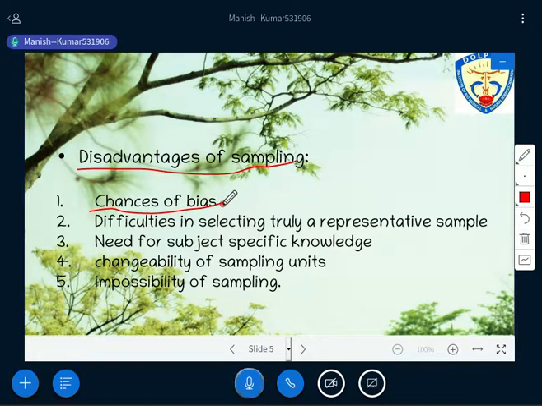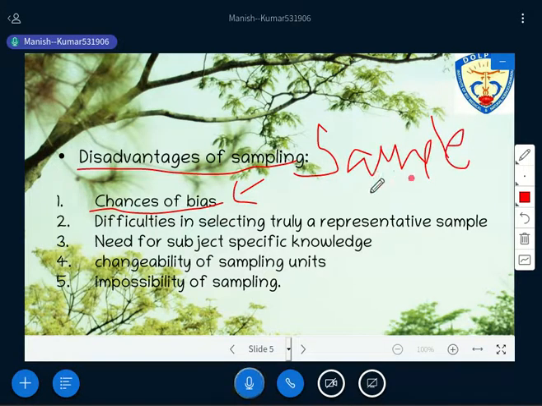And this is a very serious limitation, because as you know, humans are emotional. They work according to their mood, right? And since the sample has to be collected by a human, the bias will be there. One needs to collect the sample as per his own understanding, his own preference, his own working style. Is it okay? So in sampling this bias will come into the picture.